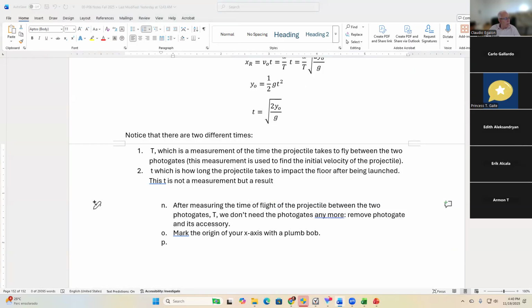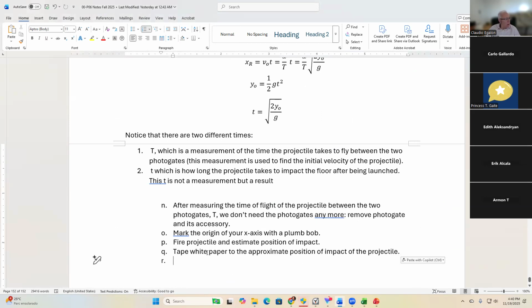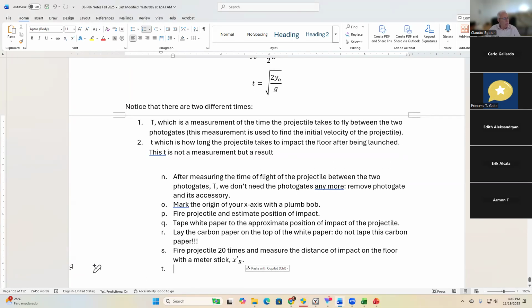Mark the origin, fire the projectile and estimate its impact position. Tape a white paper on the floor at the approximate position of the impact of the projectile. Lay the carbon paper on top of the white paper. Do not tape this carbon paper. Fire the projectile 20 times and measure the distance of impact on the floor with a meter stick, X prime R. Okay.